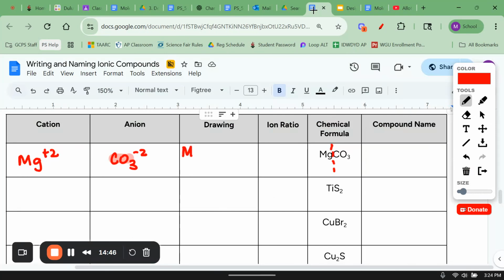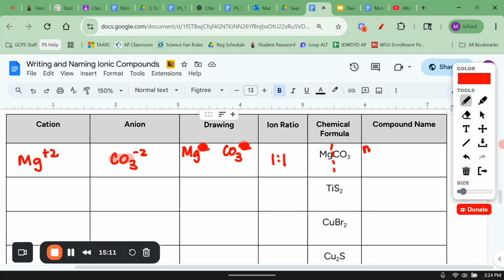Once you know the drawing, you can check the total number of positive and negative charges. I have two positives, I have two negatives, and so that is very balanced. Those things are going to go goodbye, which means that we have a 1-to-1 ratio. Now we just need to name this compound.